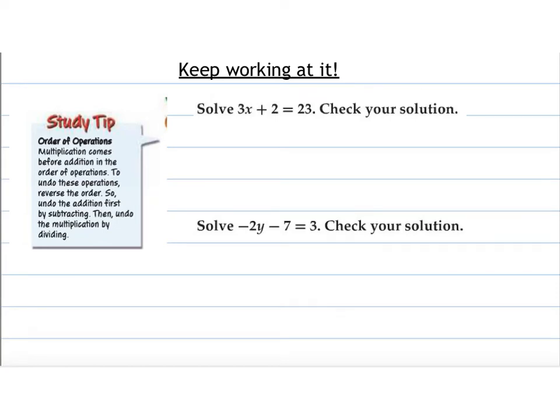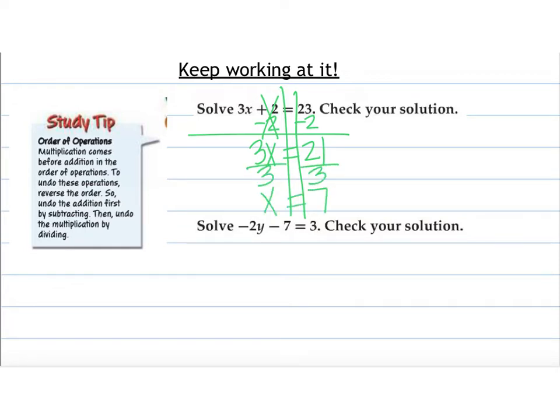All right, let's do some more. 3x plus 2 equals 23. You try this one on your own and come back and check. I'm going to subtract 2 on both sides because that's the farthest away from x, the least attached. So 3x equals 21. Divide both sides by 3.